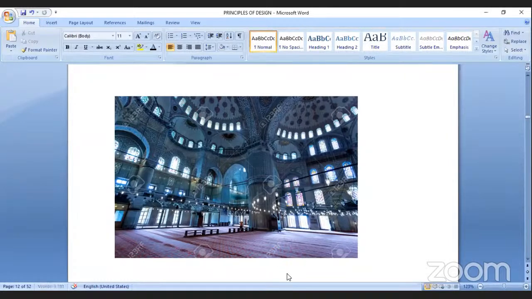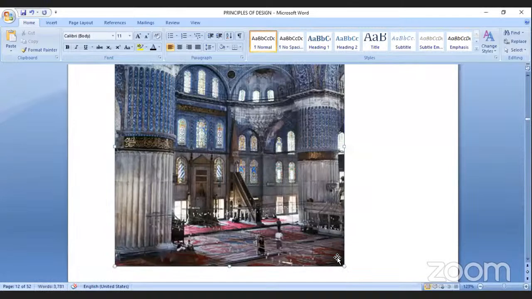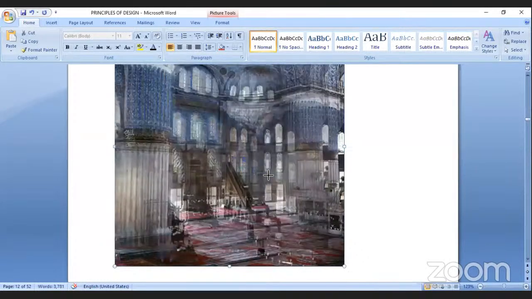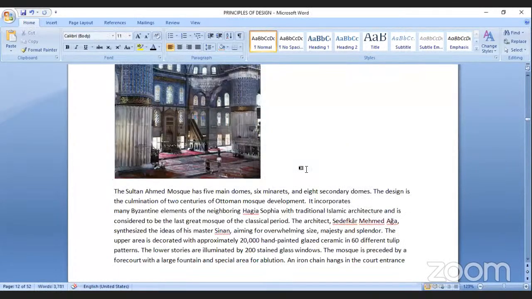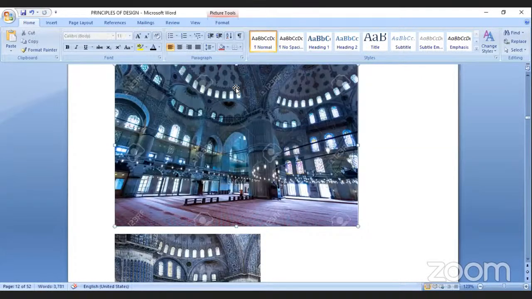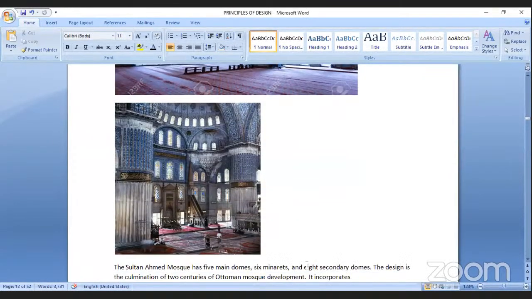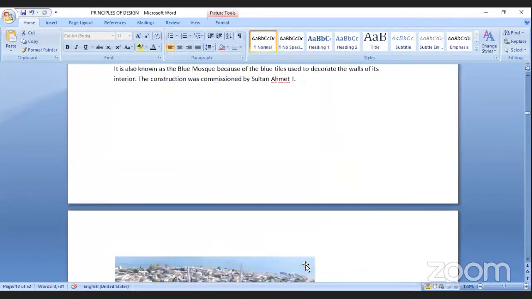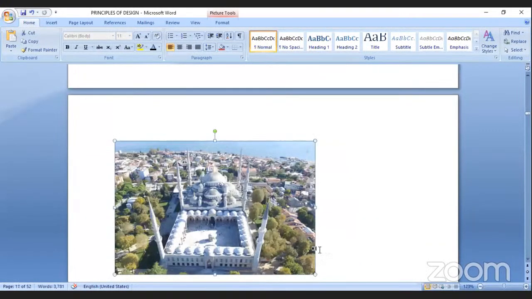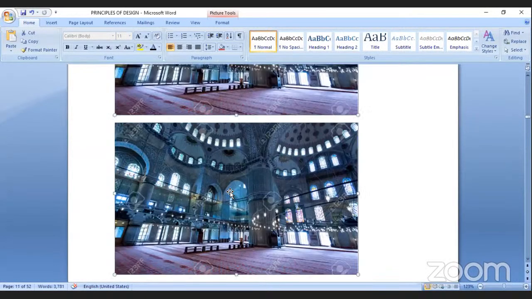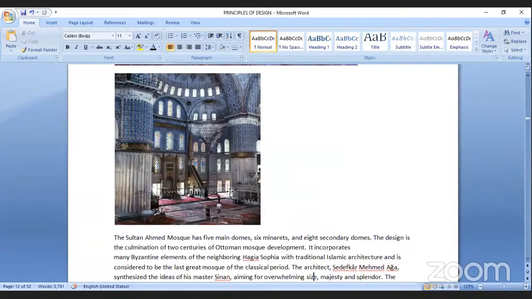Ma'am, the windows, there are colored glasses, no? Yes, some of them are. Okay, understood? Yes, ma'am. There are 5 main domes, 6 minarets. And how many? 8 smaller domes. Okay. Oh, 12 was it? 8 secondary domes. Okay, I see.